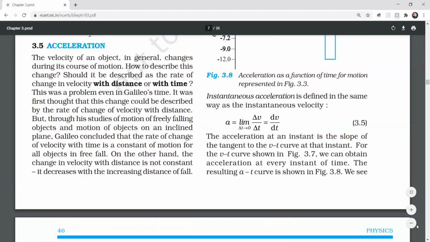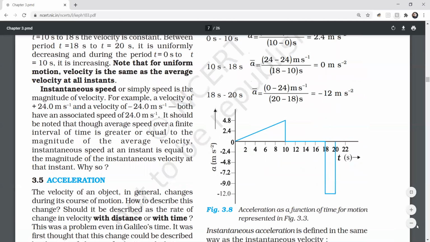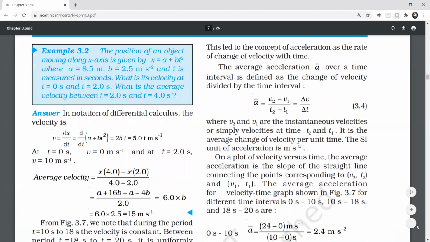Now, it says that during the time of Galileo, he had a problem in understanding this and how exactly you calculate acceleration. But now what we do is very simple. We calculate acceleration over a time interval as defined by the change of velocity during the time interval. So like how we calculate average velocity by differential of distance covered upon differential of time, similarly, now we calculate average acceleration by the differential of velocity upon differential of time.